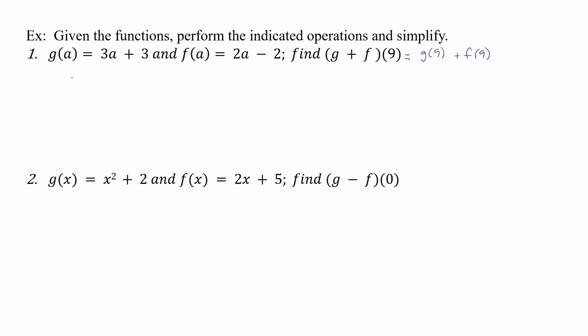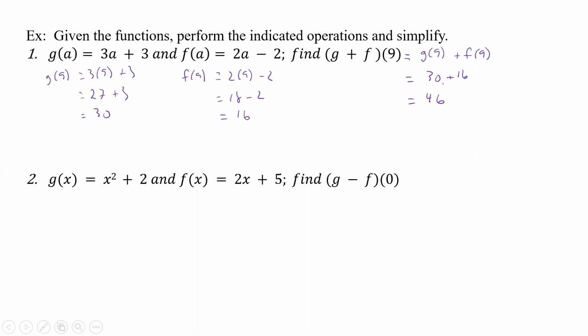So g(9) is equal to 3 times 9 plus 3, which is equal to 27 plus 3, which is equal to 30. Now f(9) is equal to 2 times 9 minus 2, which is 18 minus 2, which is 16. Now I want to take those two, g(9), which we found was 30, f(9), we found was 16. We add those together, we get 46. Okay? So that's what we get for the answer there.